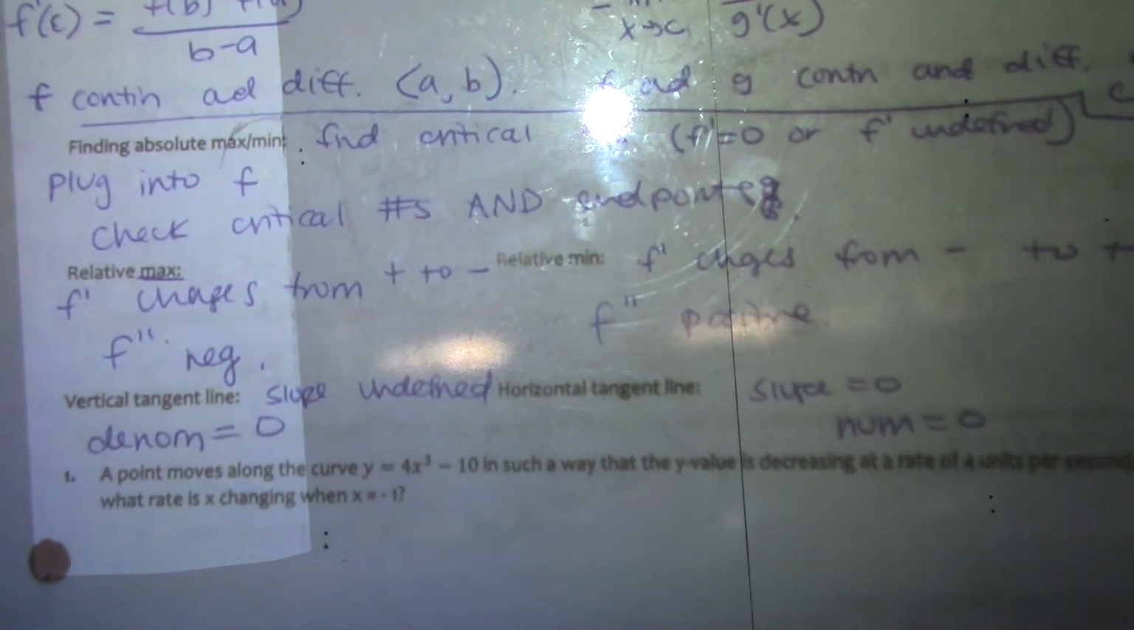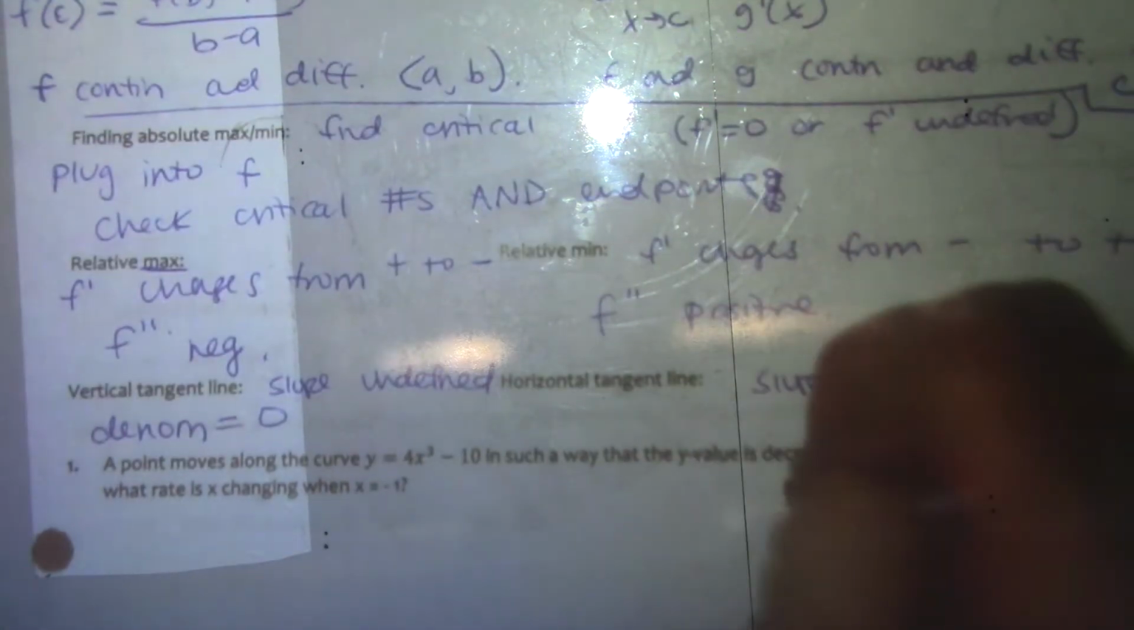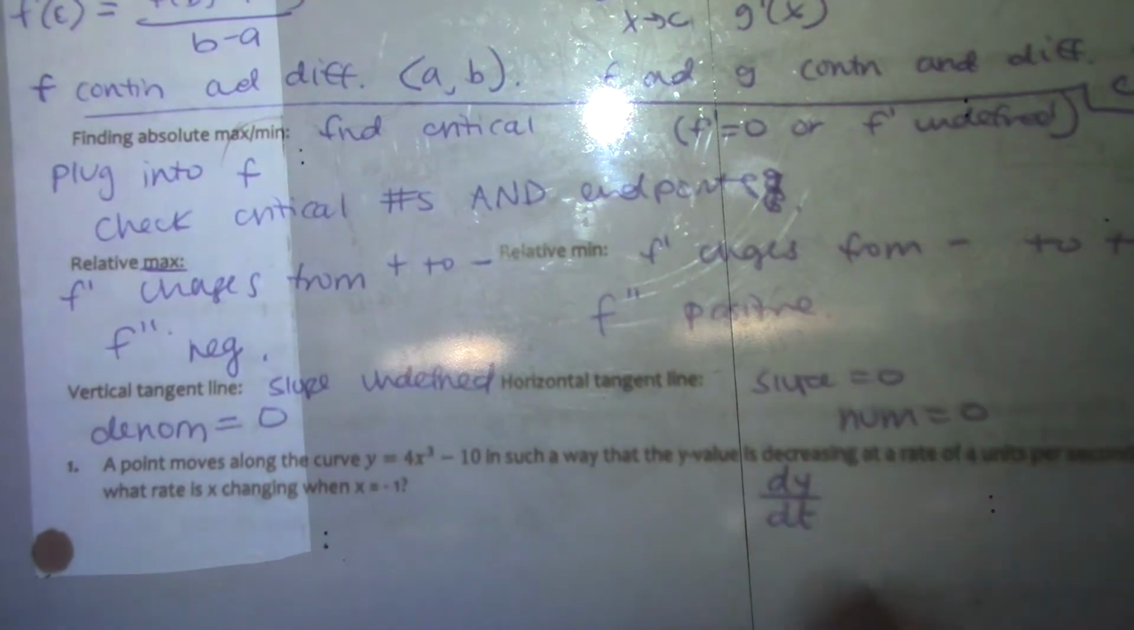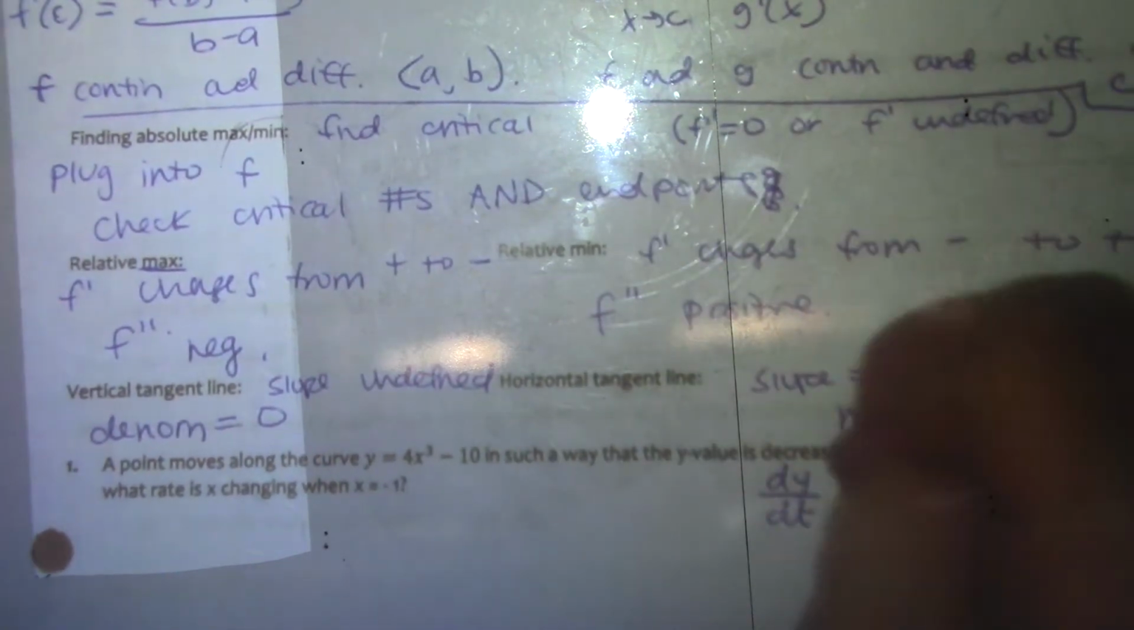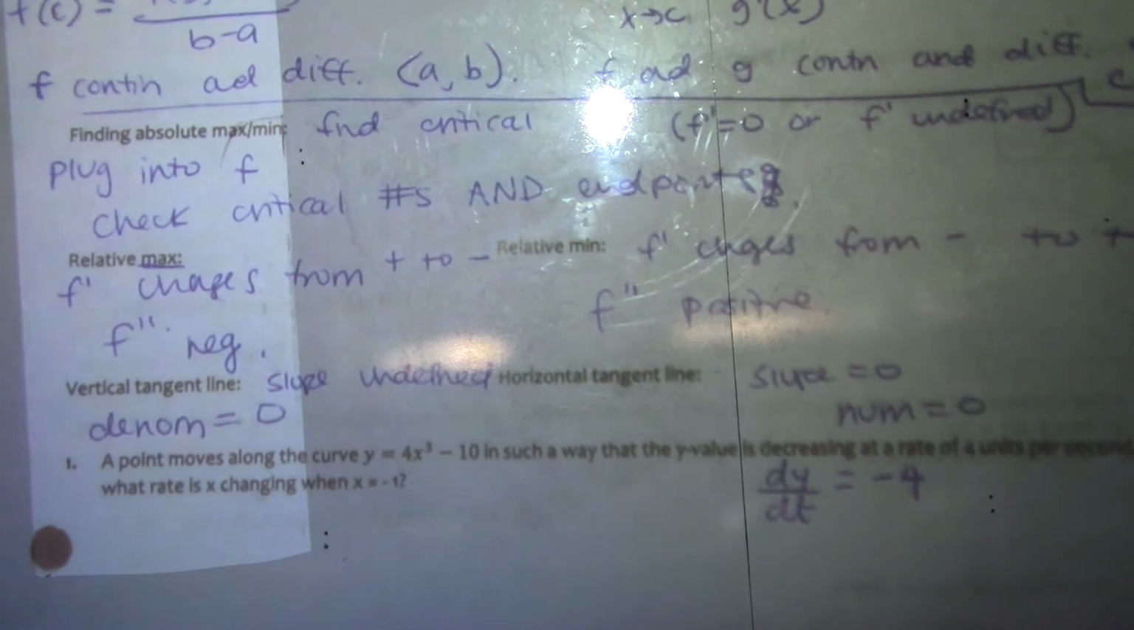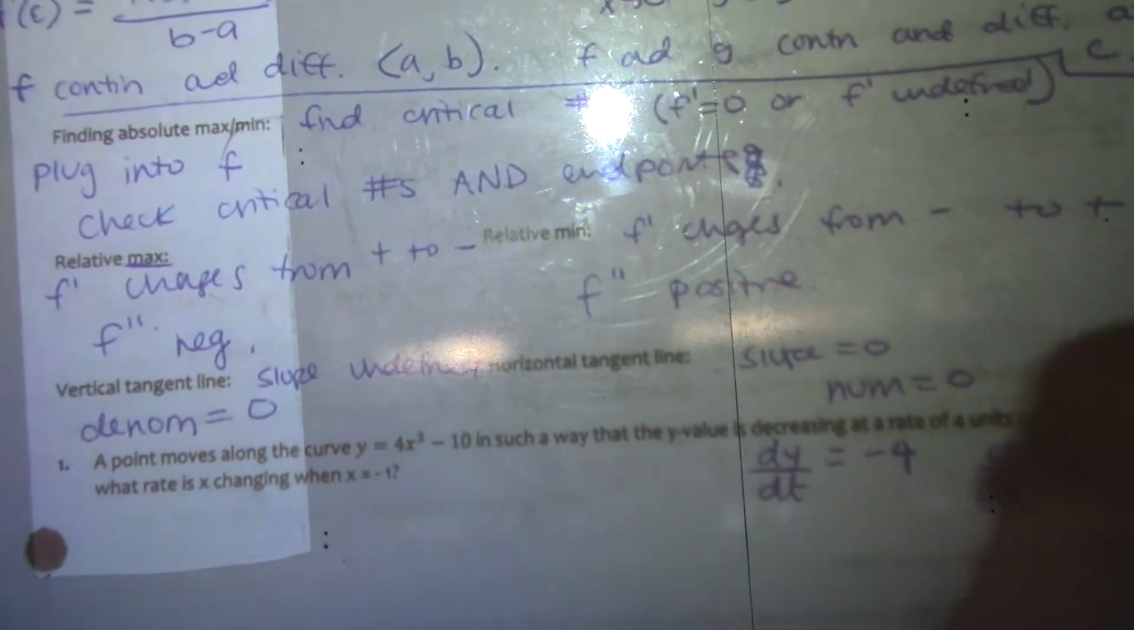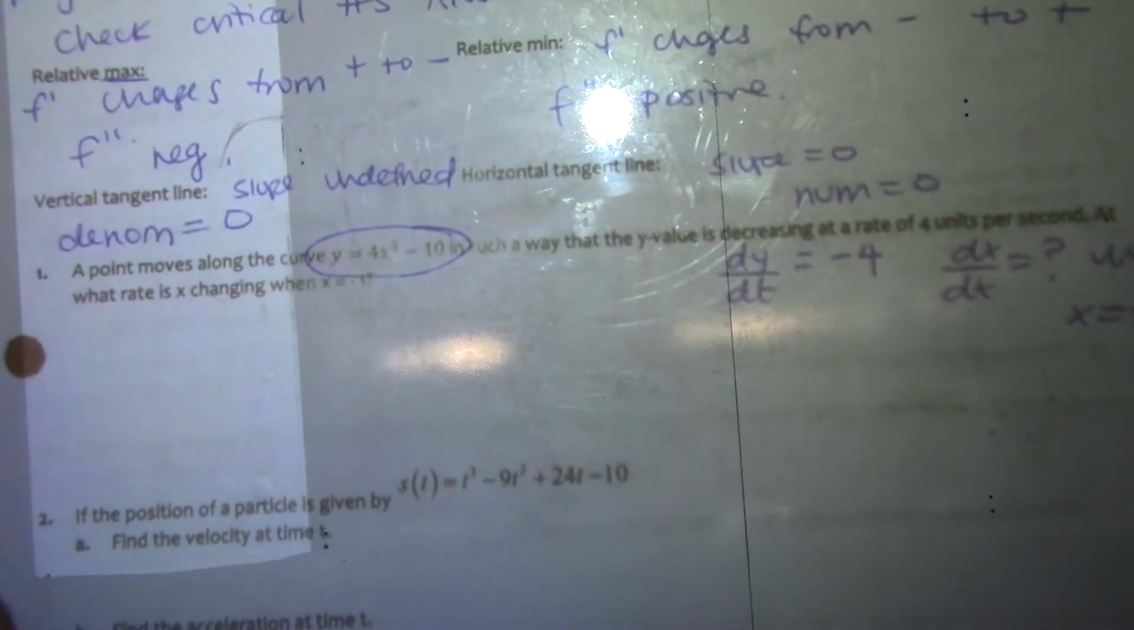All right, first question. A point moves along a curve, this is the curve, in such a way that the y value is decreasing at a rate of 4 units per second. So the rate that y is changing is dy/dt, and that is decreasing, so it's a -4. I want to know what is the rate that x is changing at, so I'm looking for dx/dt when x equals -1. So we're talking about time rates because we're talking about per second.